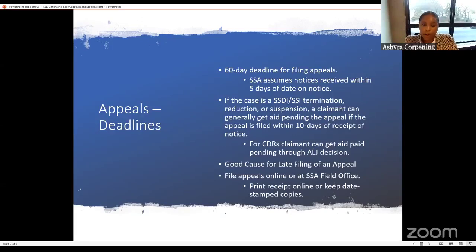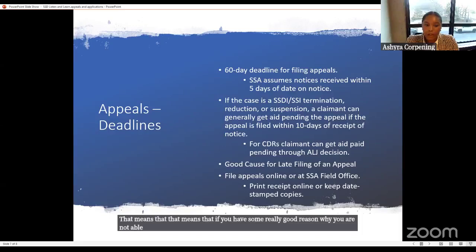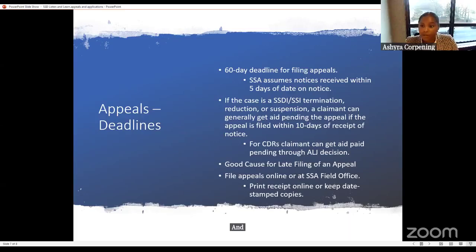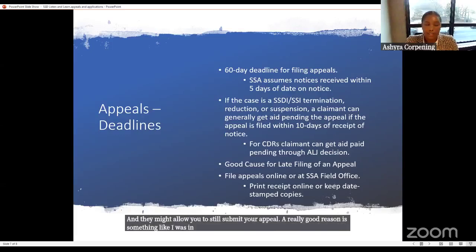Even though we're all going to be so great and appeal within the deadline, in the off chance that you're unable to submit the appeal within the deadline, there's something called good cause for late filing of an appeal. That means that if you have some really good reason why you are not able to submit your appeal on time, you can let Social Security know, and they might allow you to still submit your appeal. A really good reason is something like, I was in the hospital for an extended period of time.